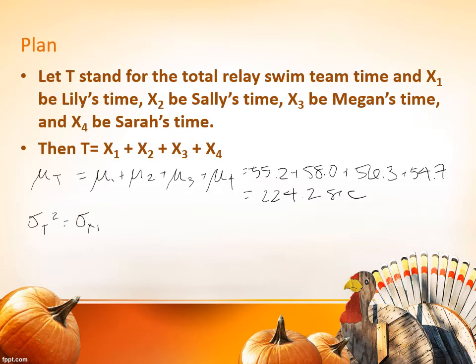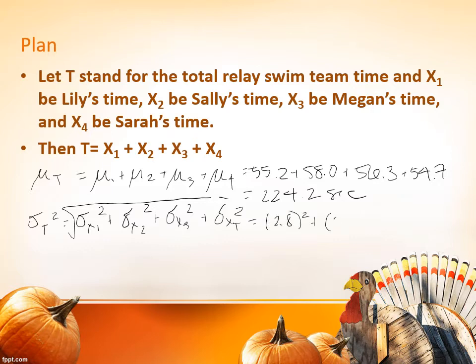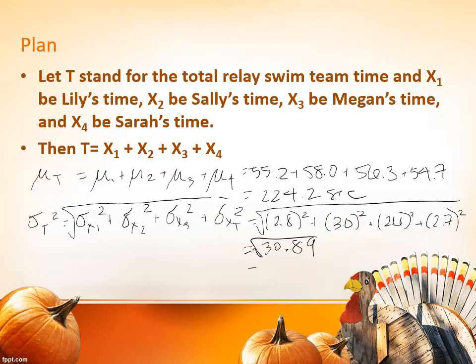And then I also need to come up with the standard deviation of my total. So that's the variances all added together, and then take the square root. The variance of X1 squared plus the variance of X2 squared plus the variance of X3 squared plus the variance of X4 squared. I'll take this big square root. So it's 2.8 squared plus 3.0 squared plus 2.6 squared plus 2.7 squared, and then again we need to take the square root. For that I get 30.89, which I need to take the square root of, and I get 5.56 seconds.